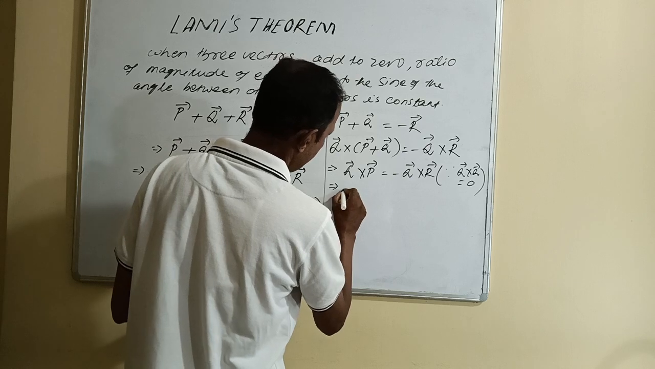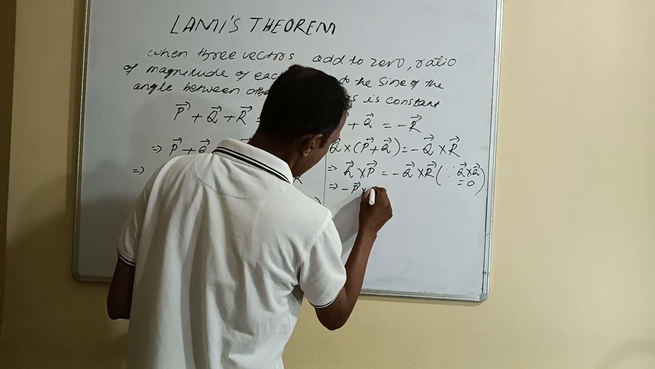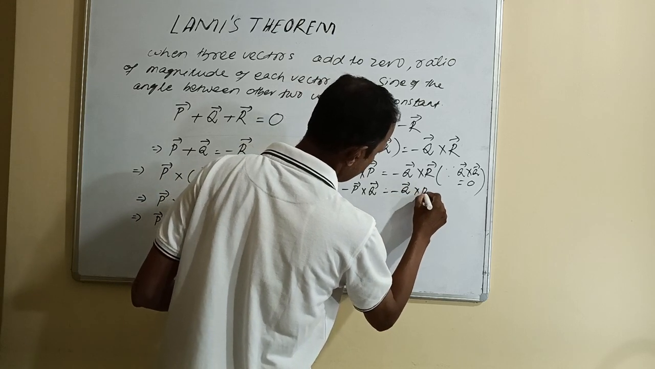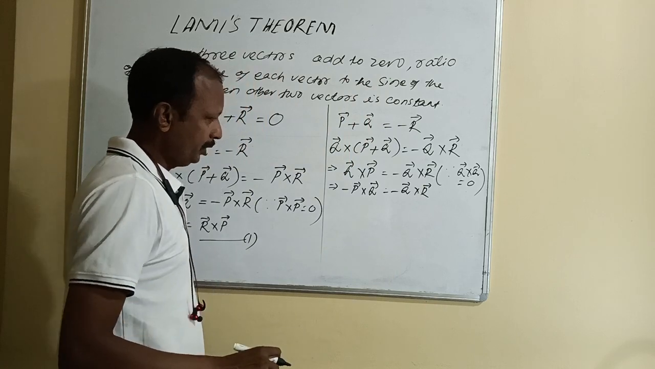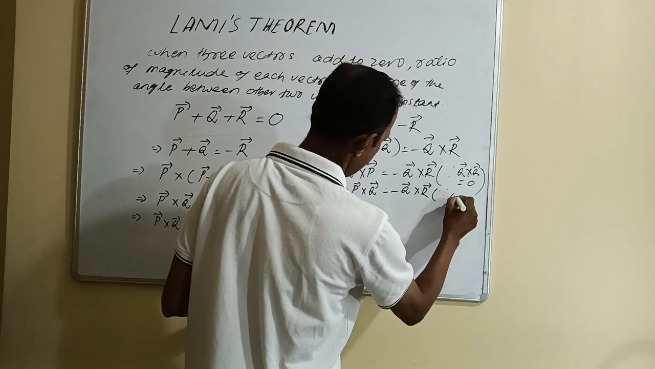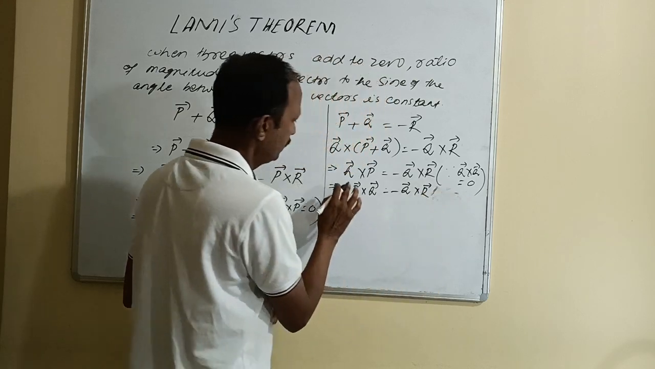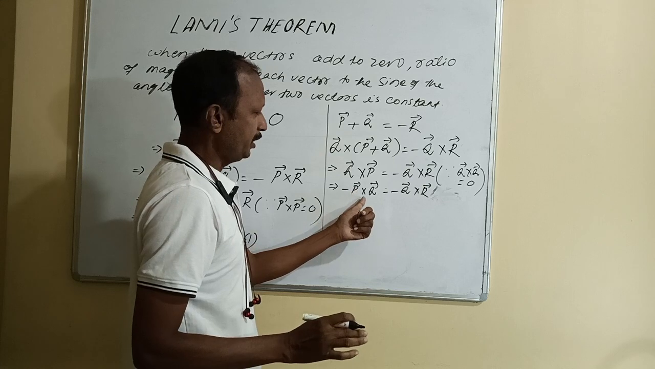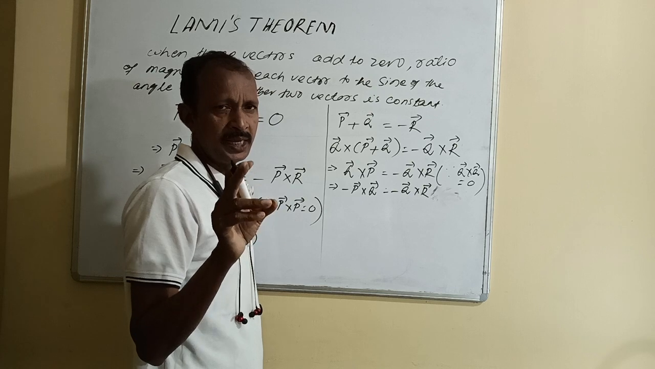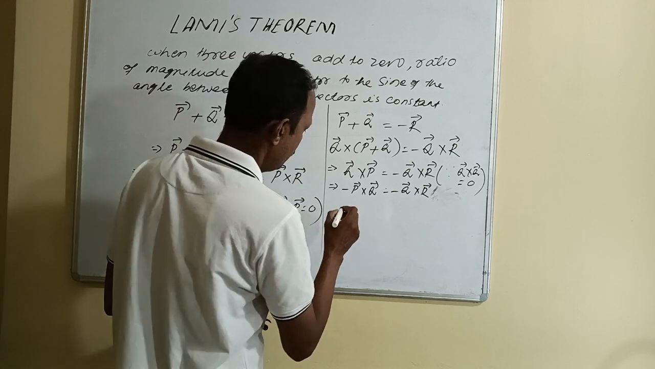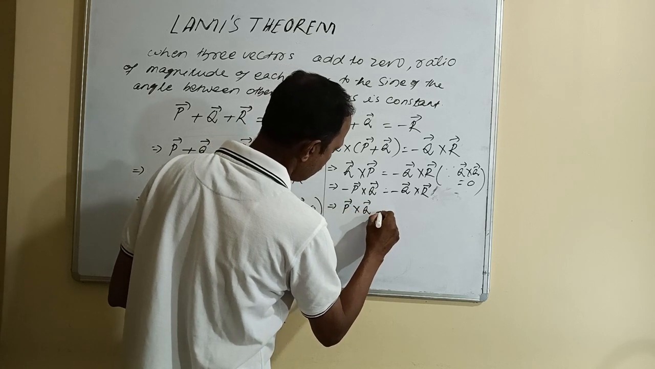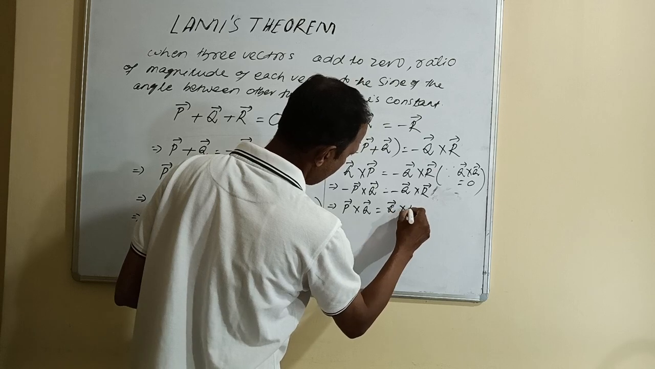So I can write minus P cross Q is equal to minus Q cross R. Since what is the reason? The reason is that here it's clearly written Q cross P is equal to minus P cross Q. This is the vector product. I said vector product is not commutative. Implies that P cross Q is equal to Q cross R.